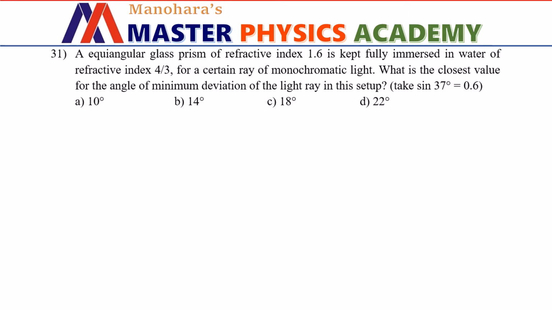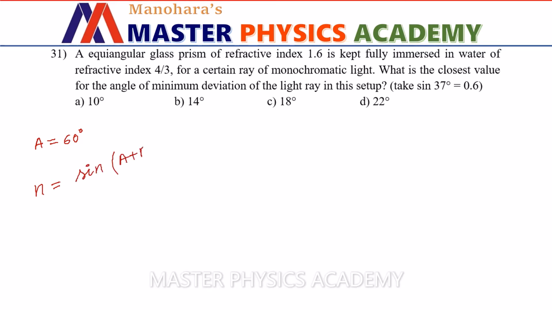Here the prism is given as an equiangular prism. That means the prism is equilateral. Therefore, the angle of prism is equal to 60 degree. The expression for the refractive index of the material of the prism is given by sin of (A plus D) divided by 2, whole divided by sin of A by 2.